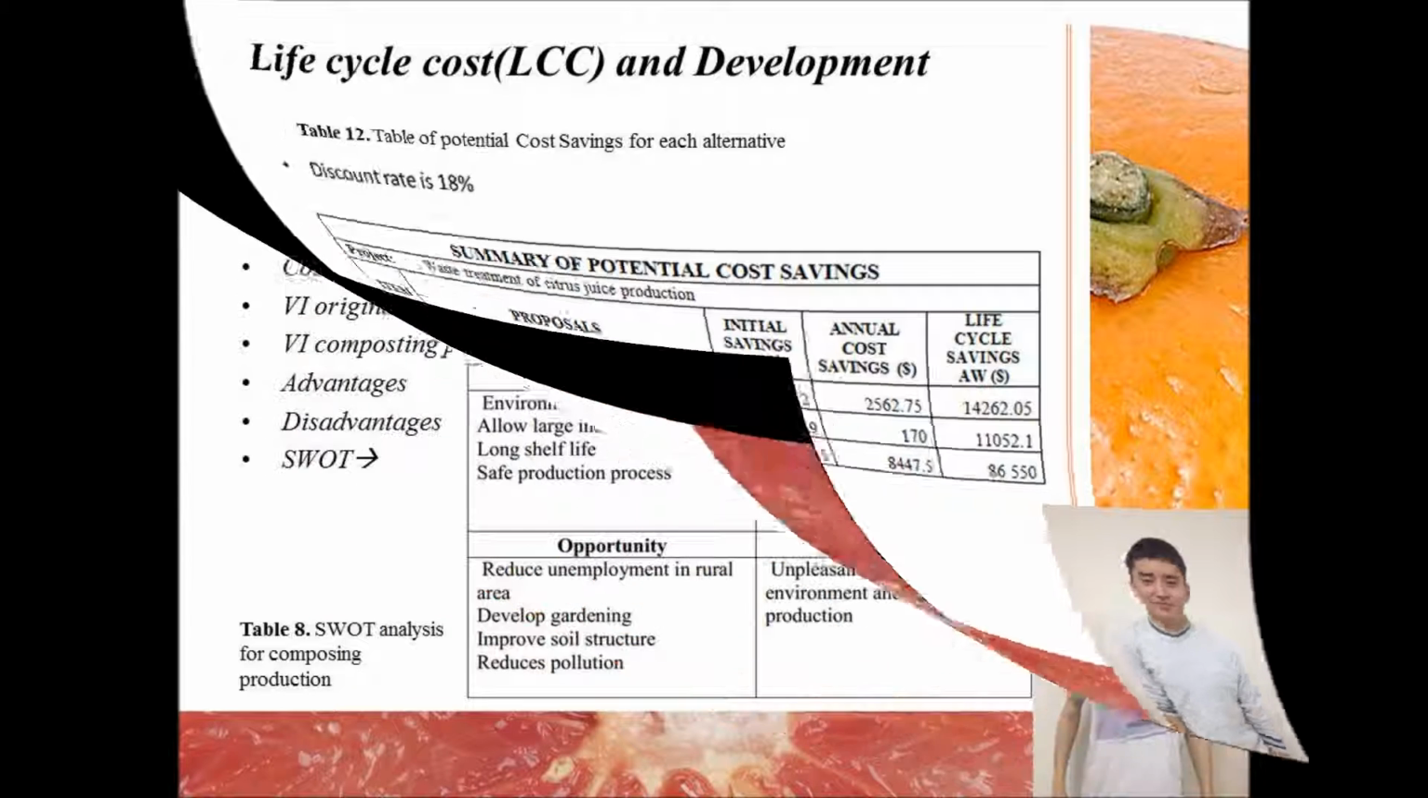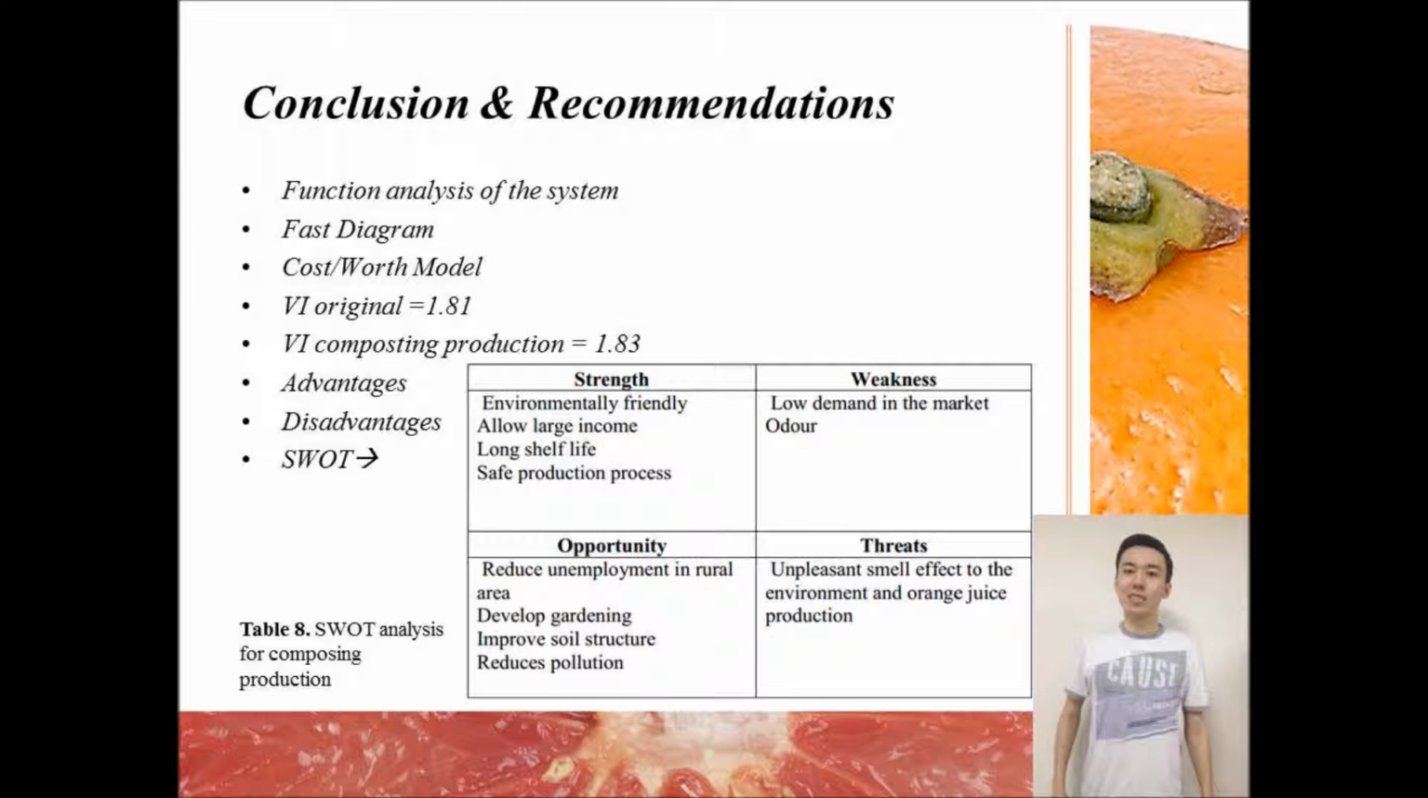Moving to the conclusion, here we presented the list of work done. Here you can see the SWOT analysis, which is strengths, weaknesses, opportunities, and threats of composting production. The strengths of composting production are that it is environmentally friendly, allows large income, has long shelf life, and has a safe production process. The disadvantages are the low demand of products in the market and bad odor of the products.